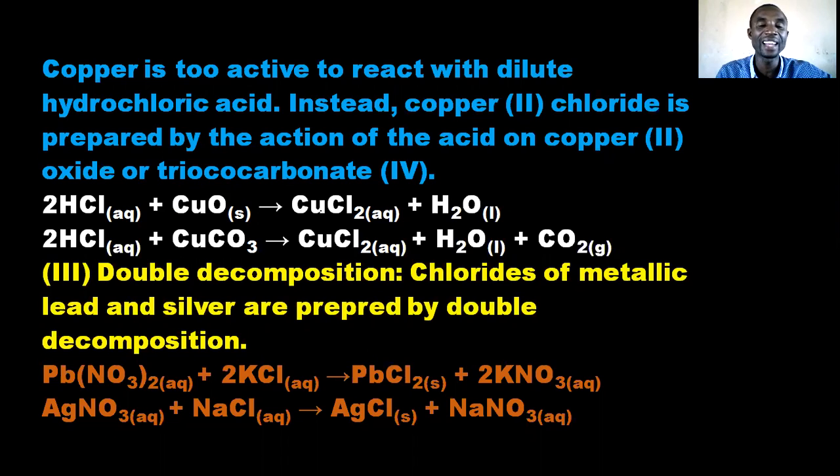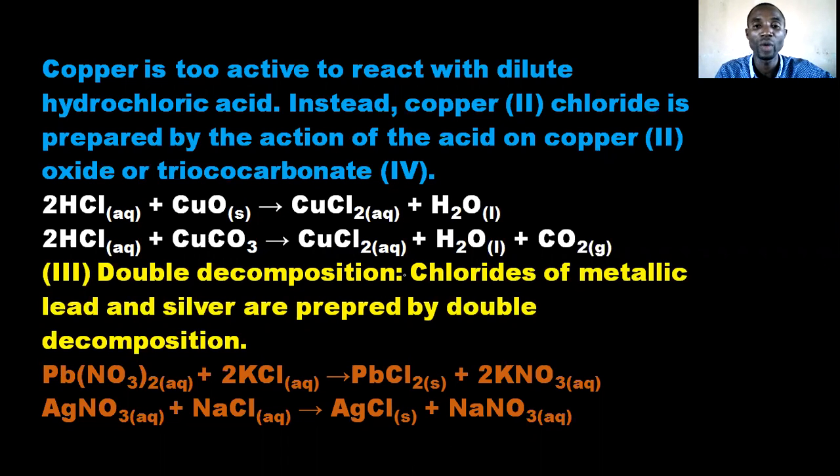Lead chloride and silver chloride are prepared by double decomposition. We can prepare them through the double decomposition of lead nitrate and silver nitrate, and when this is done, we get lead chloride and silver chloride. Still note that we are talking about chlorides, several chlorides, and how they can be formed.